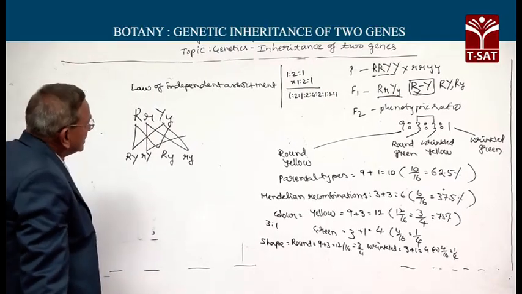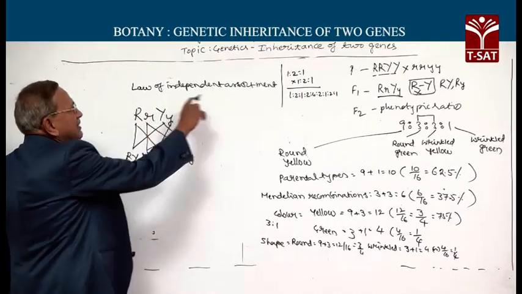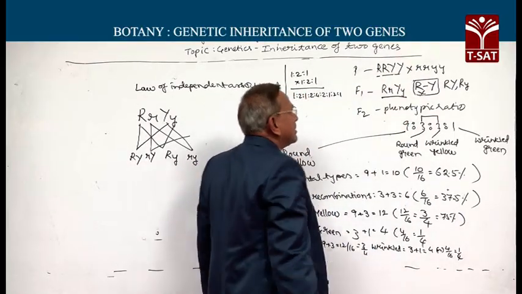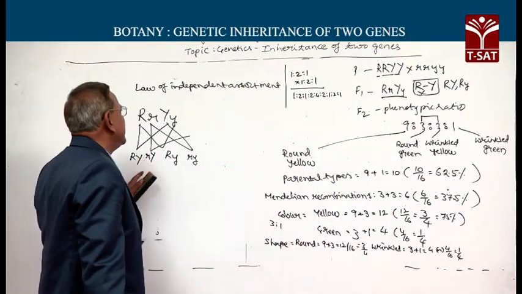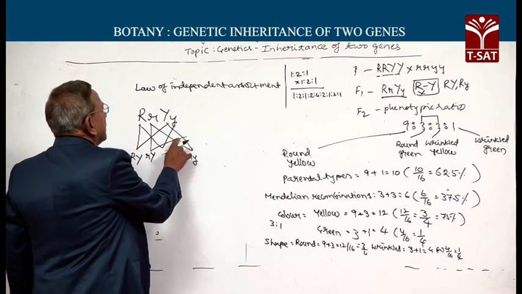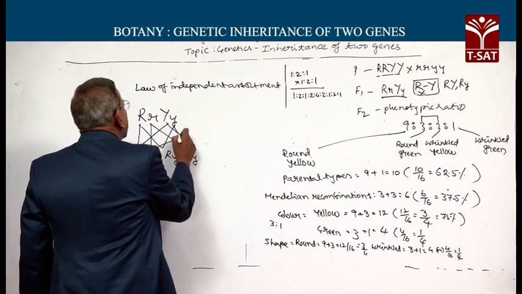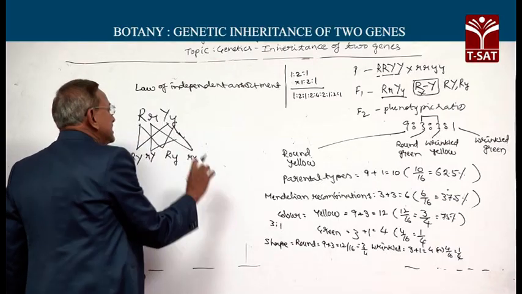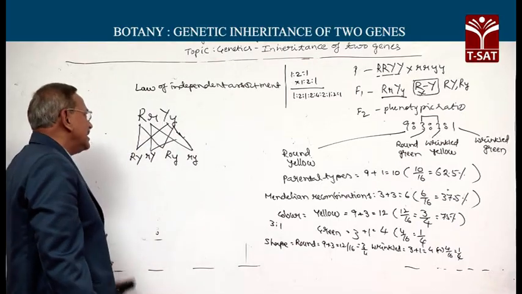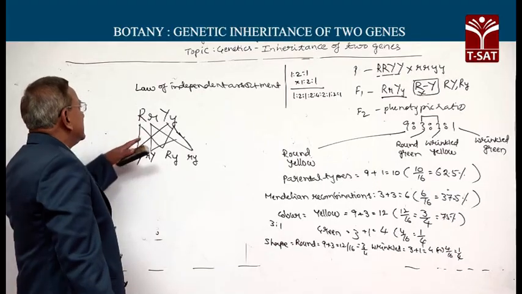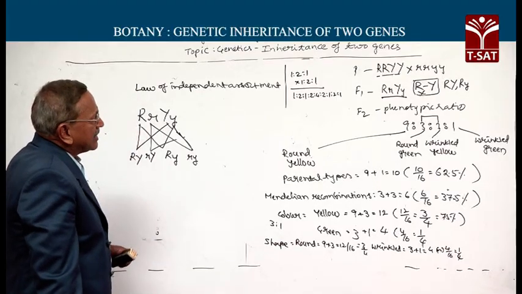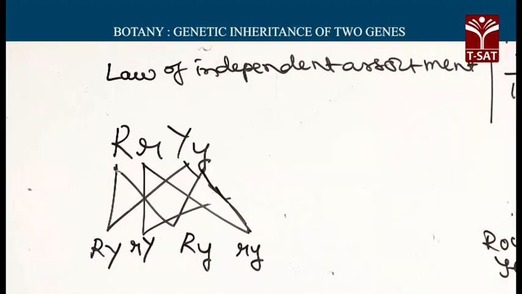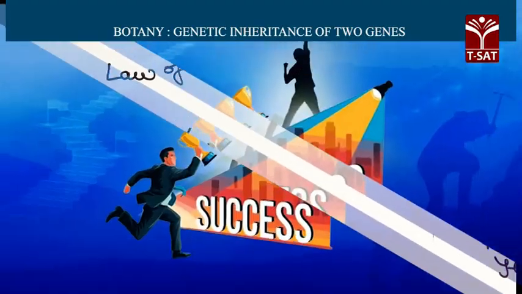So, if there is no independent assortment, the gametes should be having only parental combinations. Because of independent assortment, when inheritance of more than one gene is considered, the alleles will enter gametes independent of the parental combination. This is what is called law of independent assortment.